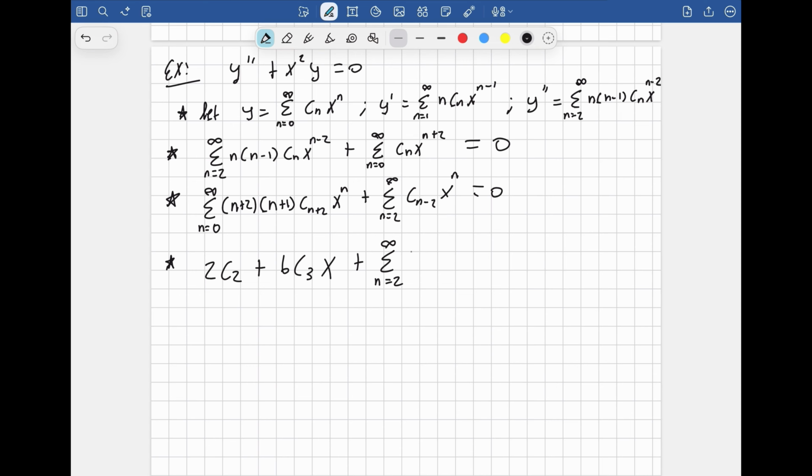Now the indices for both are 2, so we can put them together. I'm going to pull out x to the n to make this neater: (n plus 2)(n plus 1) c to the n plus 2, which I pulled from right here. And then we're going to add c to the n minus 2, which I pulled from right here, and it's multiplied by x to the n, and it is equal to 0.